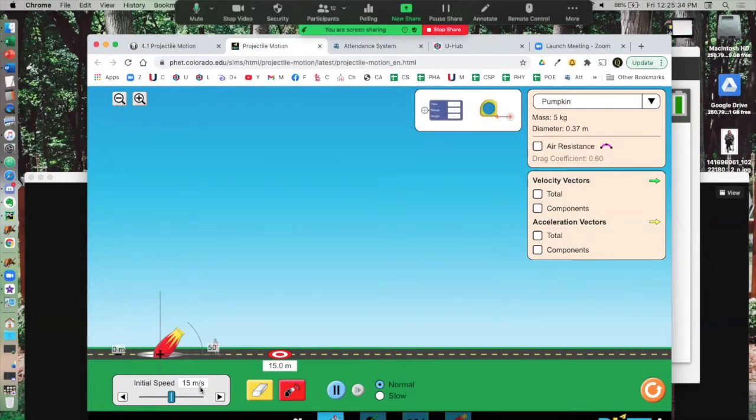We're going to put the velocity at 30 meters per second. So I put it at 30. We have air resistance turned on. We're not doing anything with air resistance right now. It says you may have to zoom out. Okay, we already did that. The zoom out is up here.